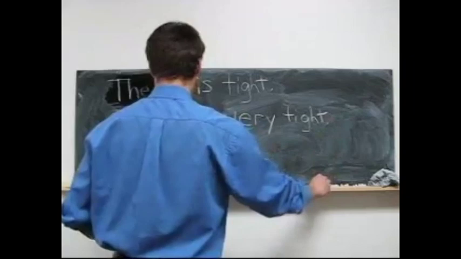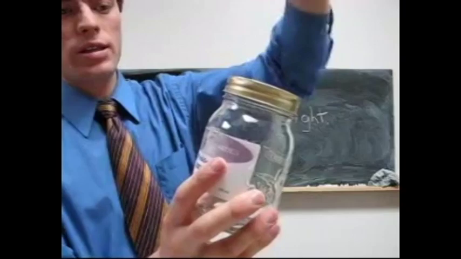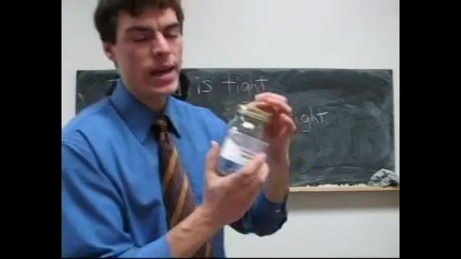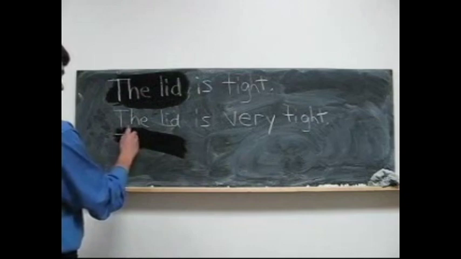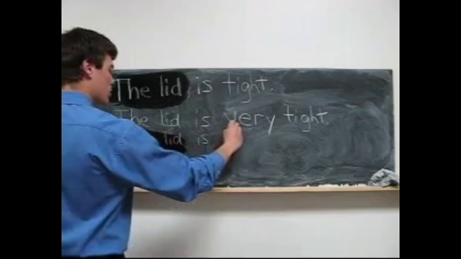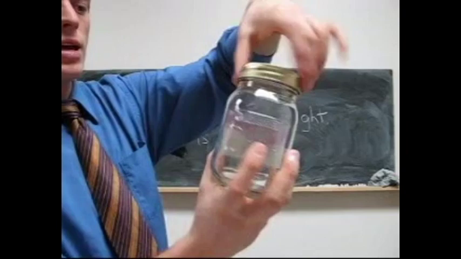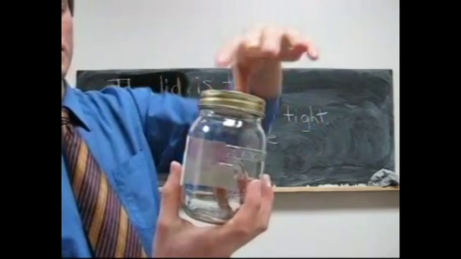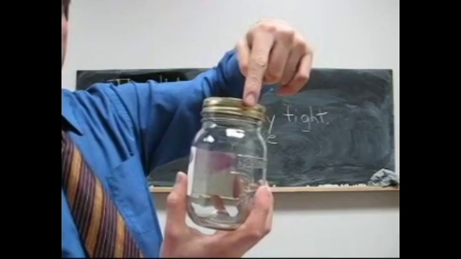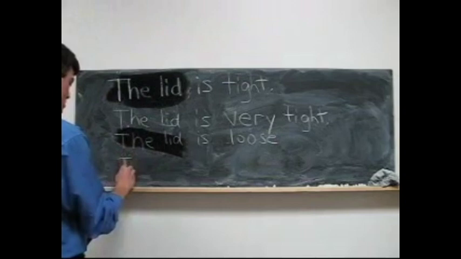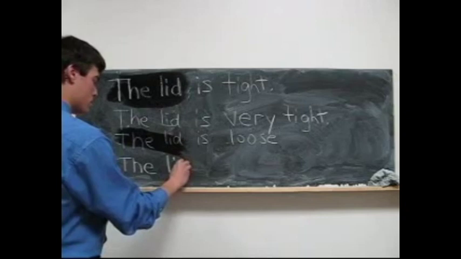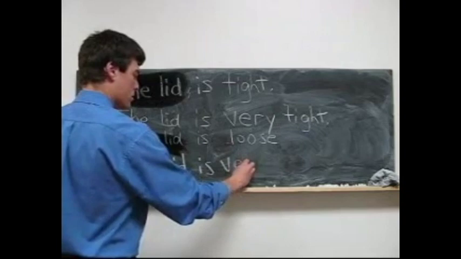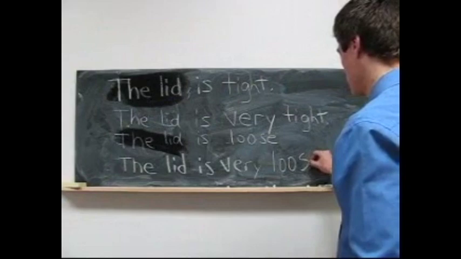But what if the lid is just like this? What is this? The lid is loose. The lid is loose. Right. So if I go like this, there, the lid is loose, but it's not very loose. If I go very loose, this is very loose. The lid is very loose.